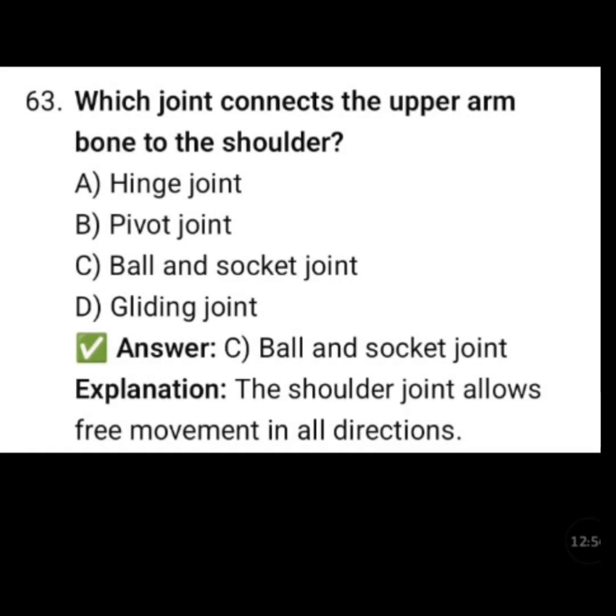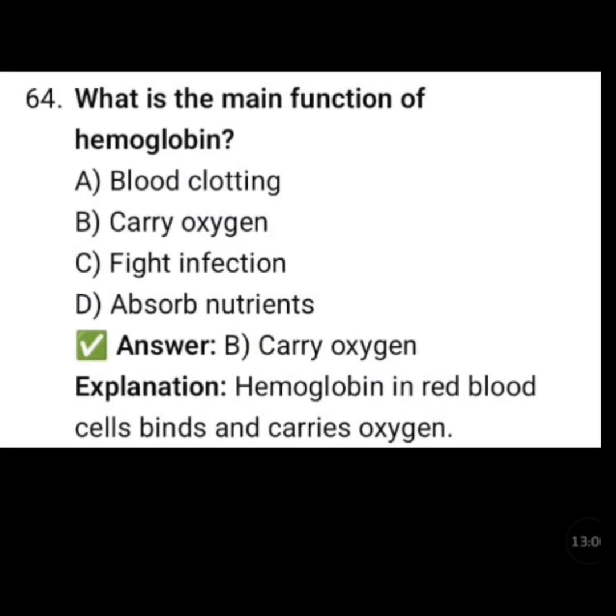Which joint connects the upper arm bone to the shoulder? Hinge joint, pivot joint, ball and socket joint, gliding joint. The correct answer is option C, ball and socket joint. The shoulder joint allows free movement in all directions.